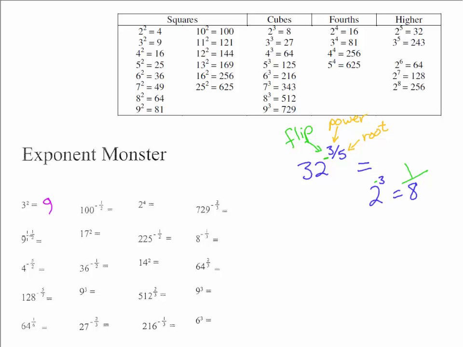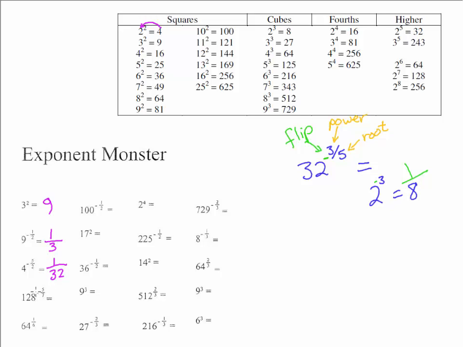9 to the negative 1/2. So negative puts it on the bottom, so it's going to be 1 over 9 to the 1/2 power, or in this case, square root. So square root of 9 is 3. So you get 1/3. Okay, here's a good one. 4 to the negative 5/2. Let's do it a piece at a time. 4 square root, so if we look right up here, 4 square root is 2. And 2 to the fifth power, we come over to here, 2 to the fifth power is 32. So we are 32, and the negative exponent puts it on the bottom.